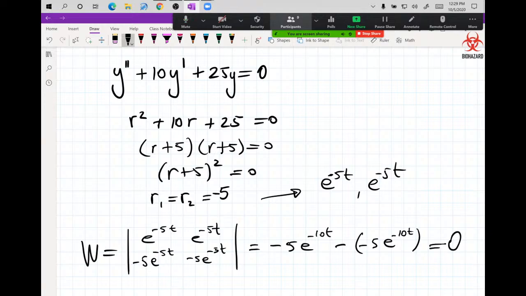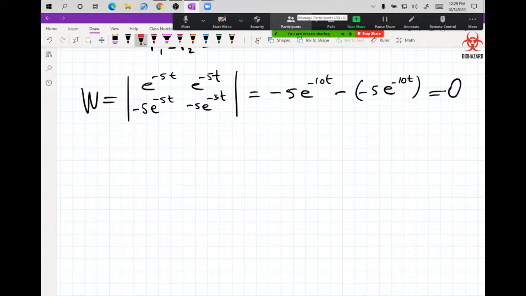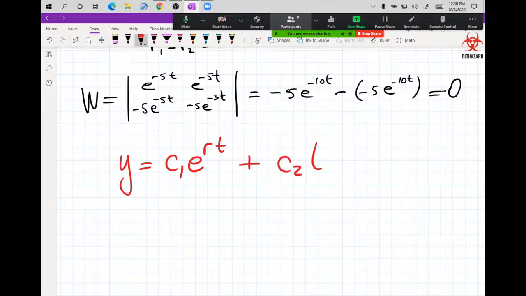However, remember how I said that there is a witchcraft that fixes this? So what's the witchcraft that fixes it? When you have repeated solutions, you multiply one of these with the independent variable as well. So your solution now should be C1 e to the rt plus C2 t e to the rt. That's the witchcraft that fixes the problem.